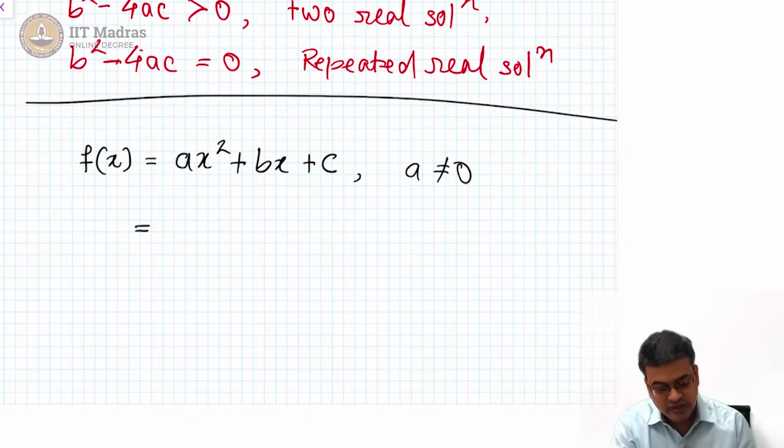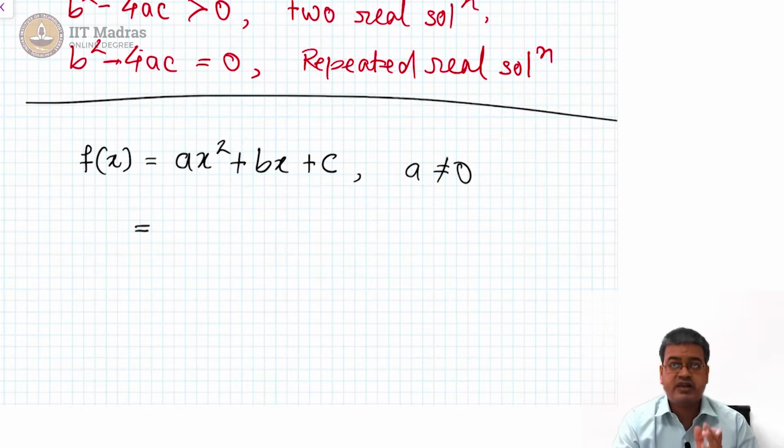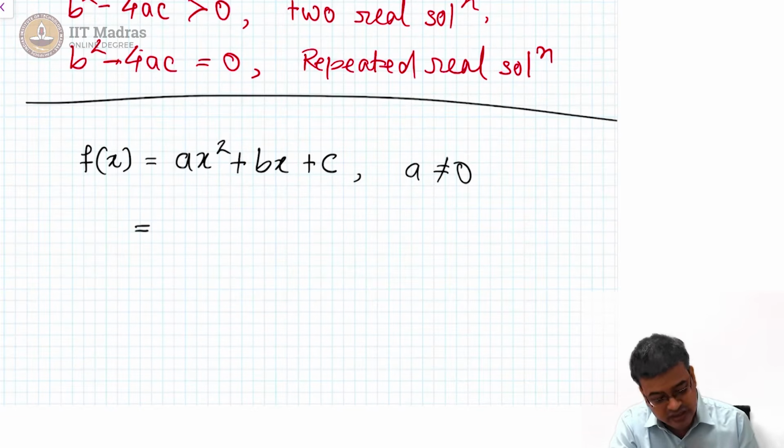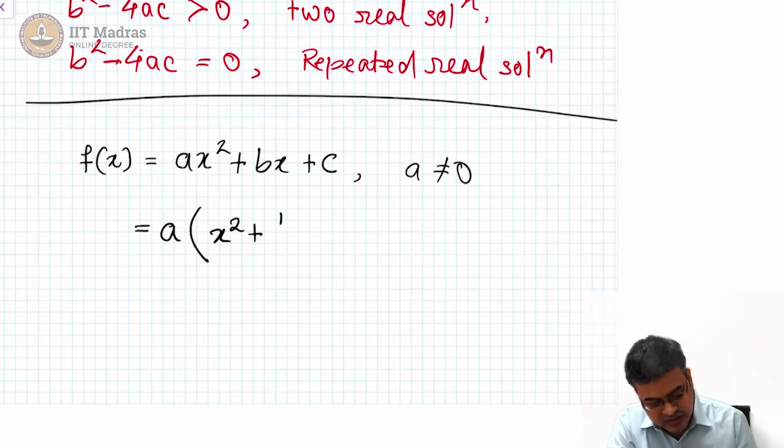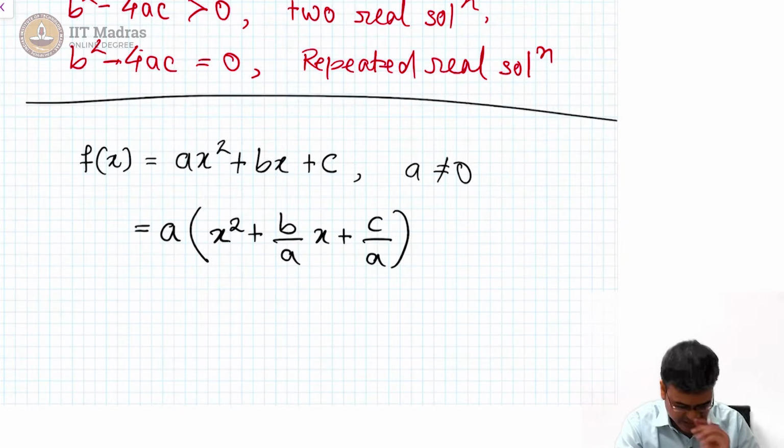Here, when I used the method of completing the square, I divided everything by a. Here instead of dividing, I will take a common from everything. That will fetch a similar result, which is b by a x plus c by a. No problem, because a should not be equal to 0, so I can divide by a. Fine.